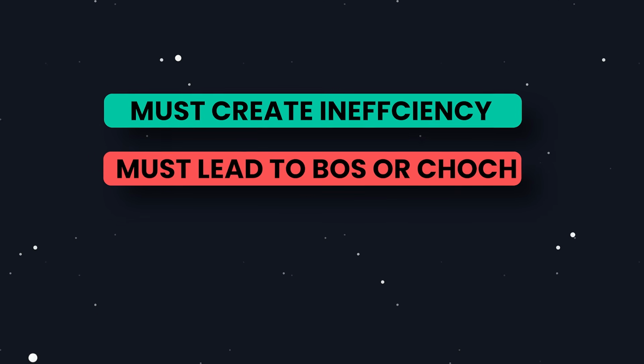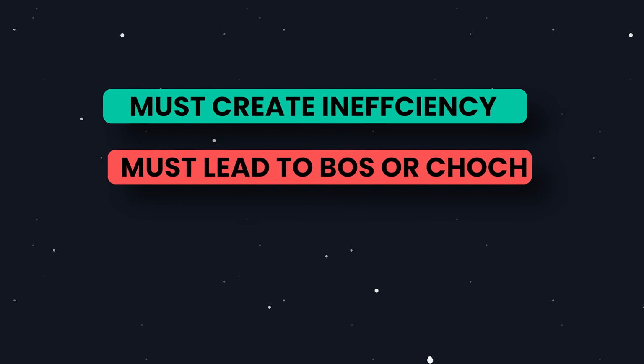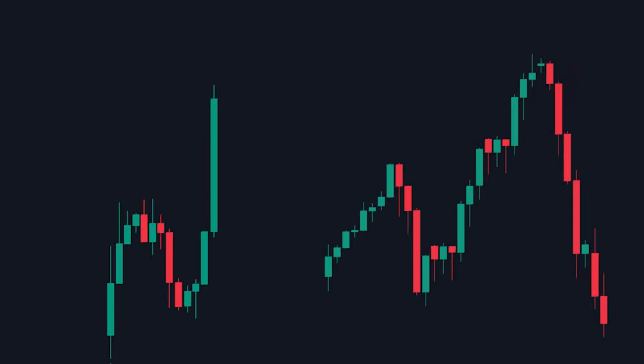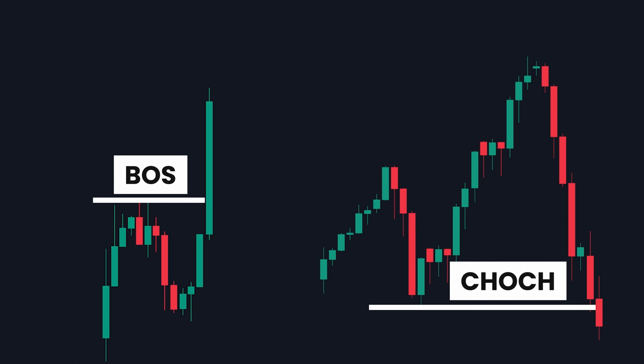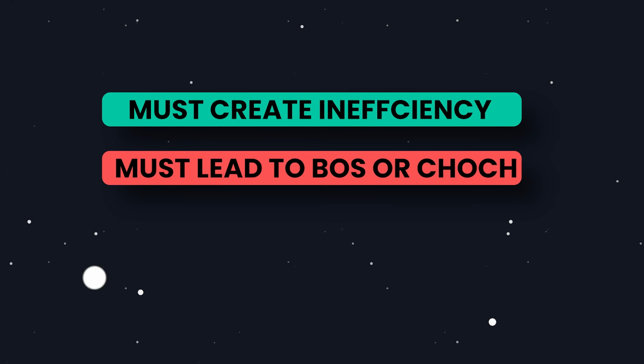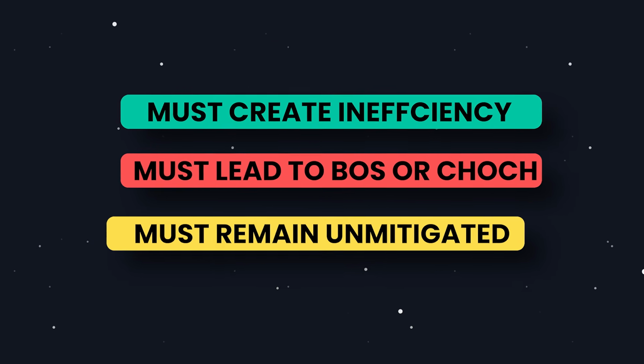Second, the order block must lead to either a break of structure or change of character. These structural changes are the first clue that the market is revealing its intentions, whether it plans to continue in the same direction or completely reverse course. Third, the order block must remain unmitigated.